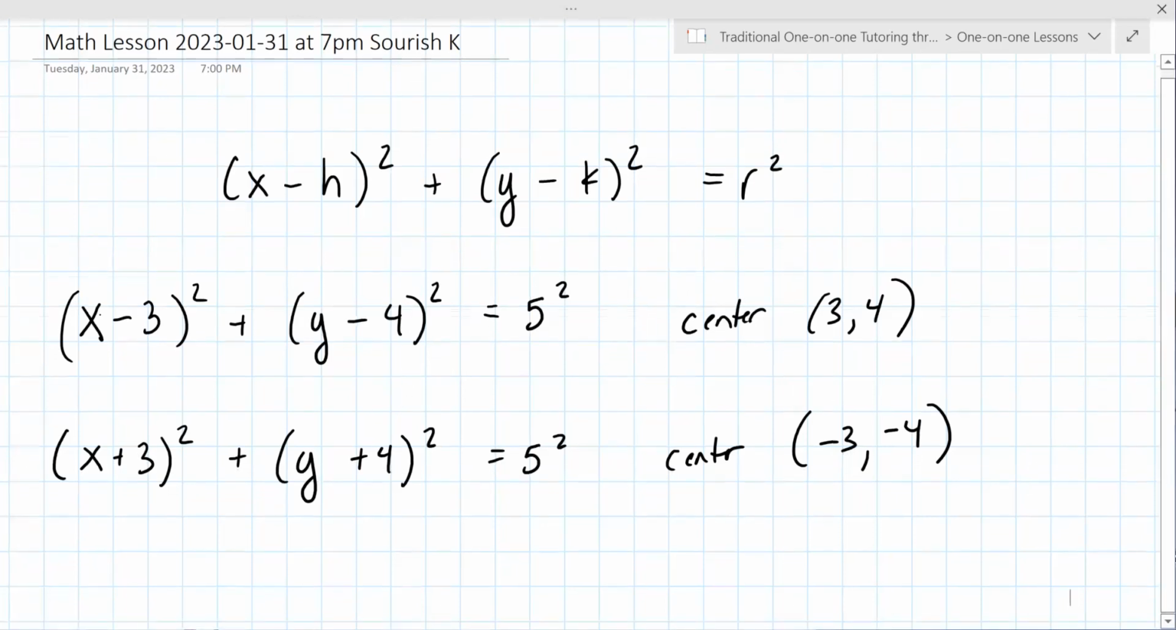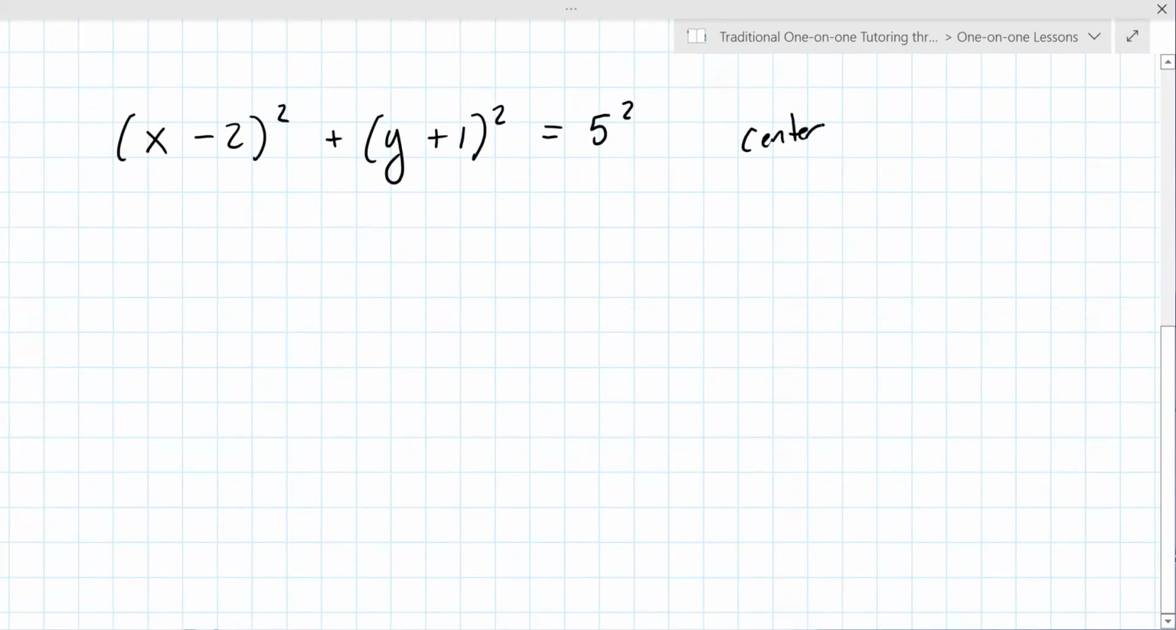Now let me give you a new problem here. Let's say it's (x - 2)^2 + (y + 1)^2 = 5^2. Can you give me the center of this circle? The center of the circle is like around 1.